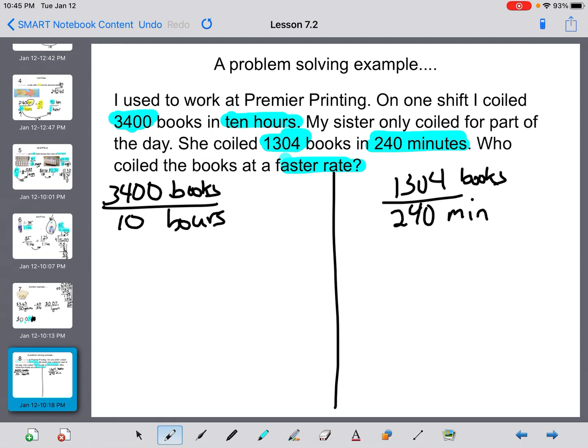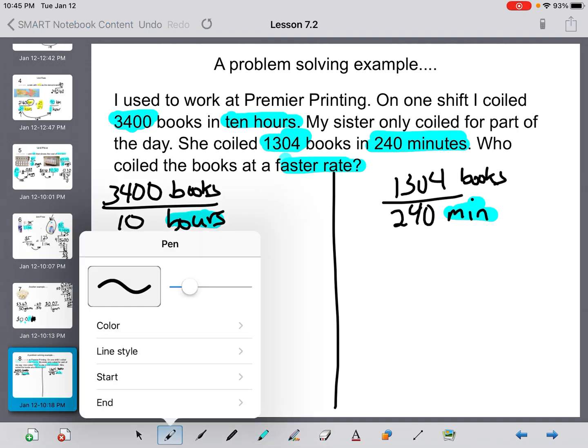Now, if we were in class, I would ask you, what do you notice about the denominator for each of these rates? And what you should notice is that they're actually different, okay? For my sister, we were talking about minutes, and for me, we're talking about hours. That's fine for now. We just need to keep it in mind.